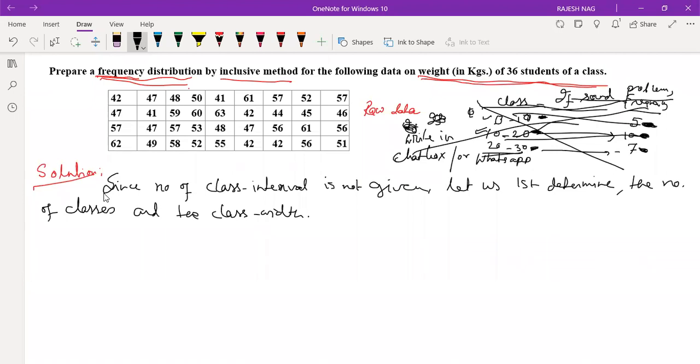Now, since the number of classes, let's start now. Sir, will you please explain again? Raw data is given. How many data are there?